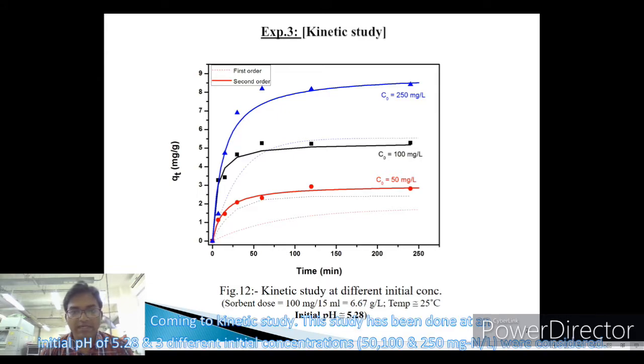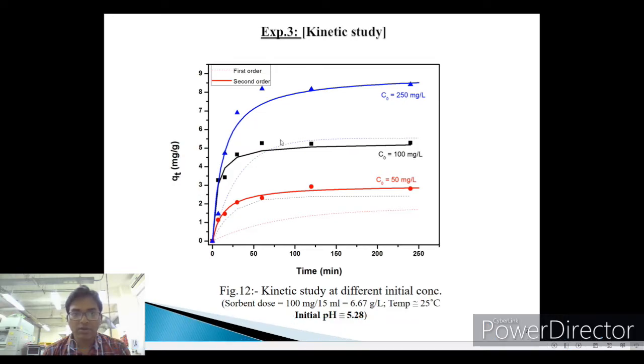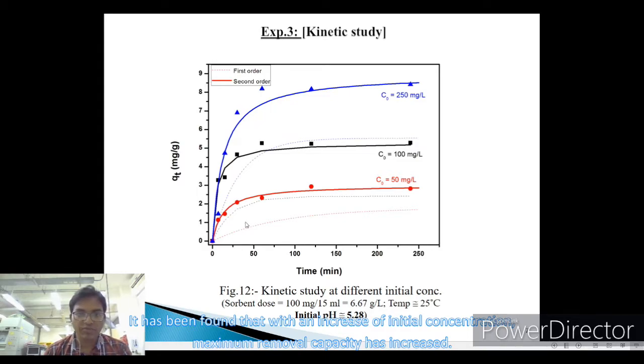Now coming to the kinetic study. This kinetic study is when initial pH was 5.28, and three different initial concentrations have been considered: 50, 100 and 250 milligram per liter. It has been found that when initial concentration is increased, the adsorption capacity increases, and the equilibrium time or saturation time decreases.